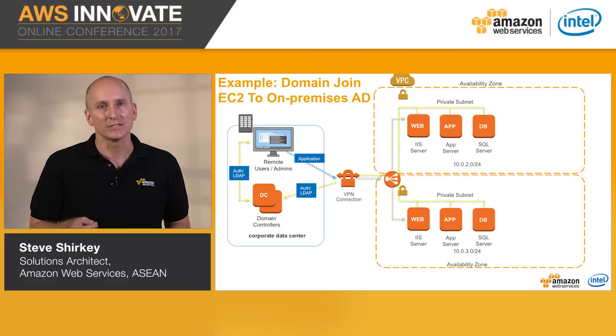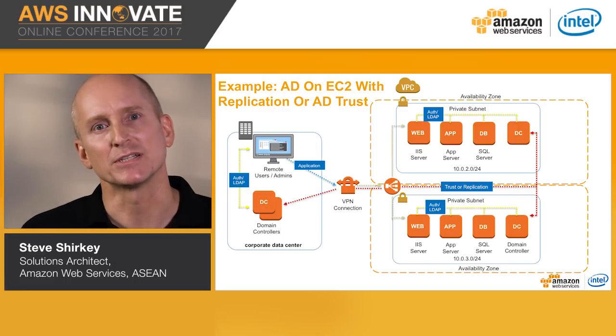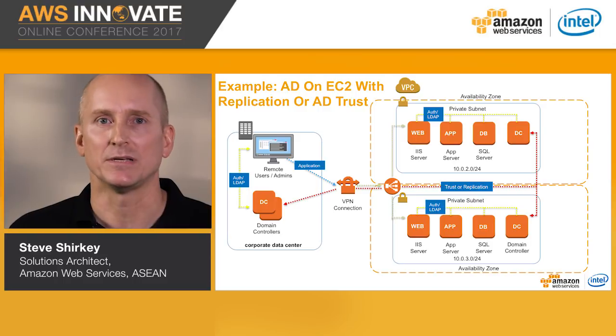This could lead to extra latency and performance penalties from any application communications between member servers in the VPC and on-premise domain controllers. In addition, if the links between your on-premise environment and AWS are ever lost, no authentication will be possible on those AWS applications. The next option for Active Directory on AWS is to stand up AD on EC2 Windows instances in your VPC.